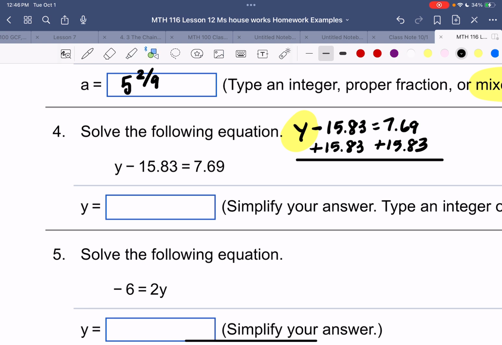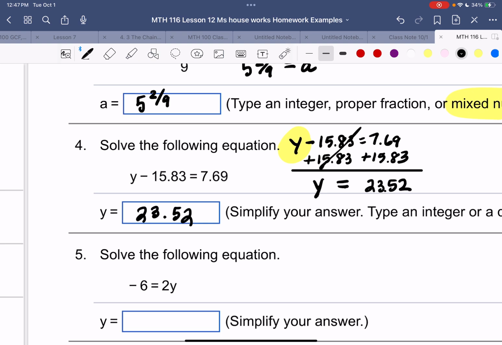And of course, you can do the arithmetic if you want to in your head or on paper, but the safest thing to do, especially while testing, is to do it the long way, but then check it on your calculator. 7.69 plus 15.83 gives me 23.52 on the right side, and y equals 23.52 on the left side.